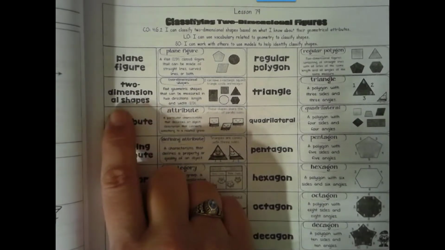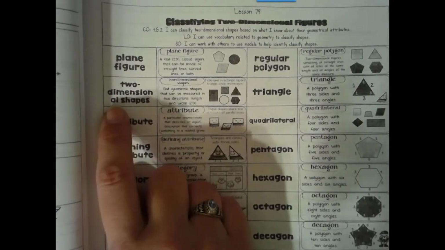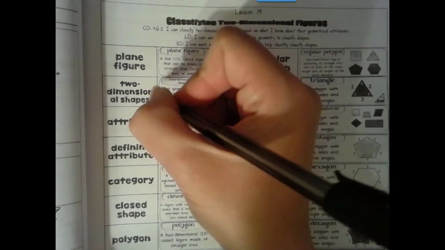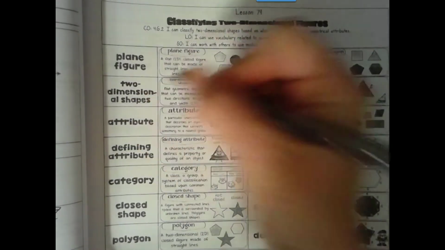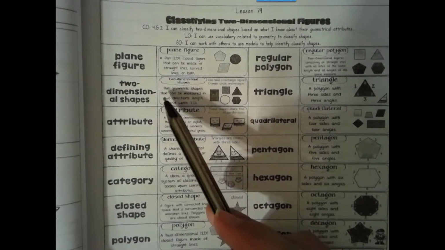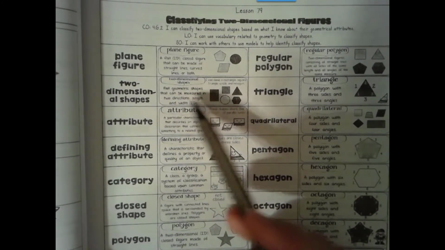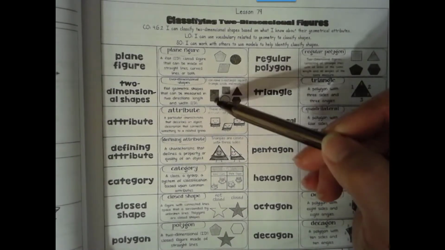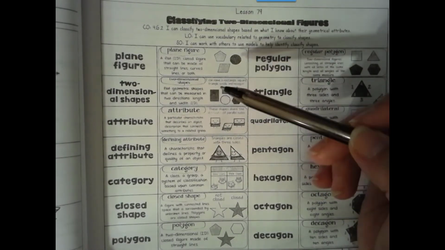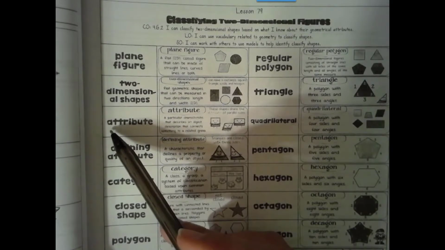Okay, two-dimensional shapes. They're flat geometric shapes that can be measured in two directions, length and width. So we only have length and width, no height or depth.